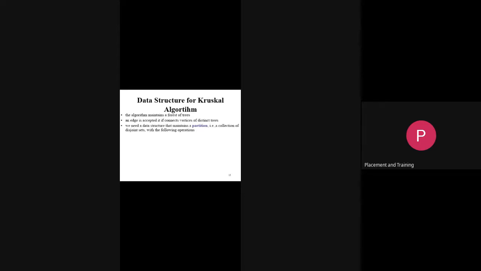One more thing is, in case of Kruskal's, they say the algorithm is going to maintain a forest of trees. Here it is because we are going to maintain all the edges, all the vertices. We have the collection, and then from there we are going to select whichever is needed for us.